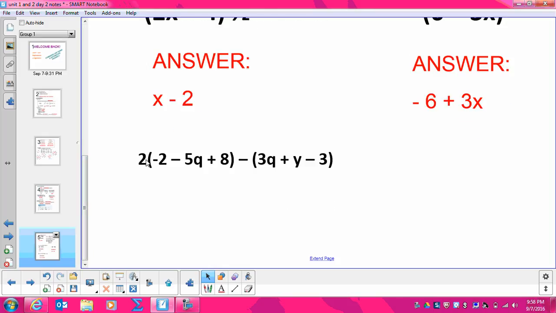Finally, this long one, you had to distribute the 2. Okay? So this one had a lot of parts. You had to distribute twice and combine. Okay? So you had to distribute this 2 out to the -2, the -5q, and the positive x. And then this became a plus a -1, right? So you had to distribute out the -1 to the 3q, to the y, and to the -3. Once you have that big long expression, then you can combine like terms, and your final answer should have been 15 minus 13q minus y.